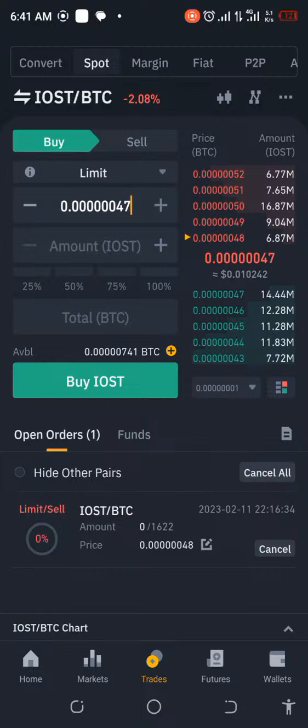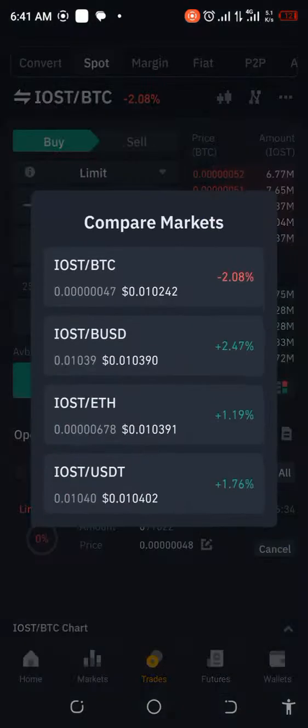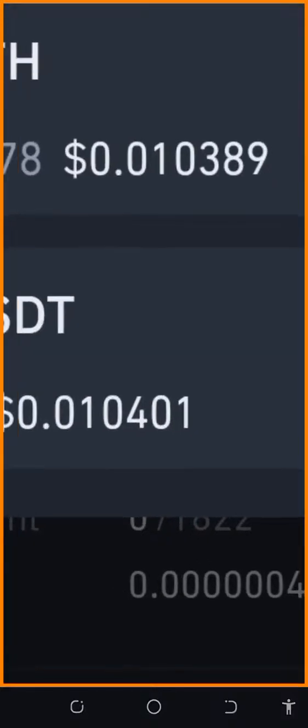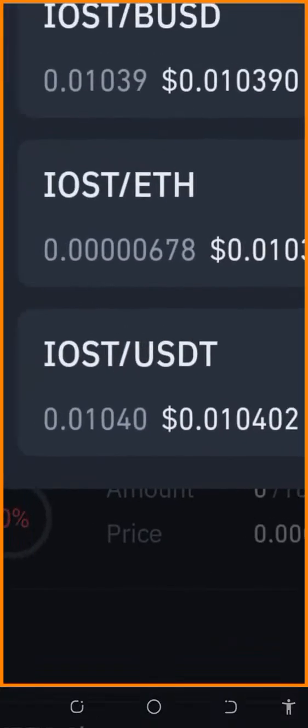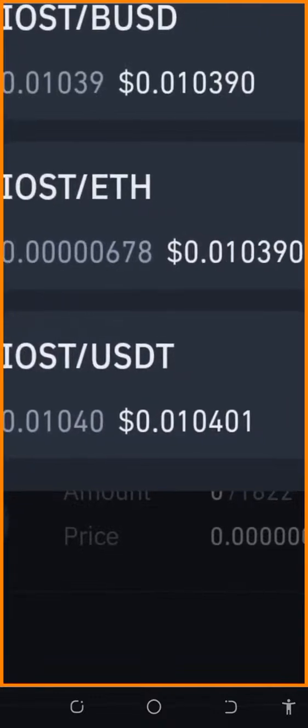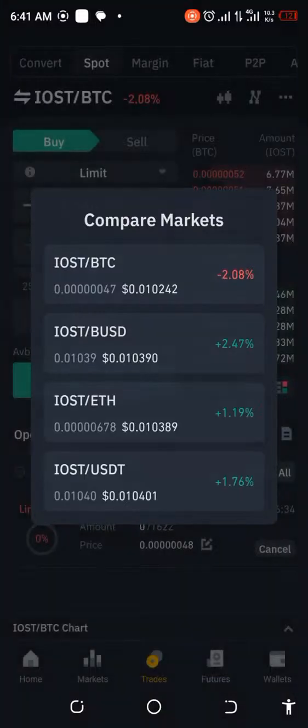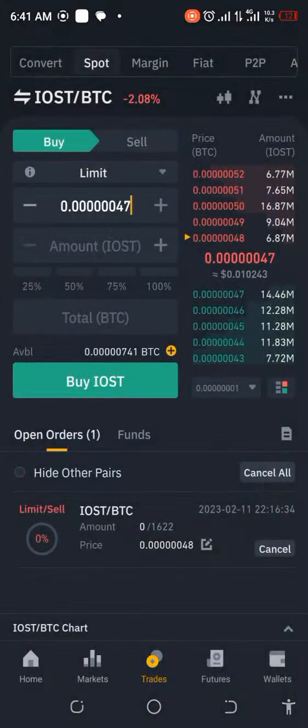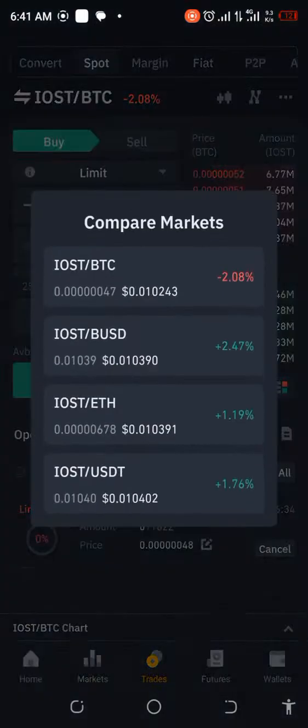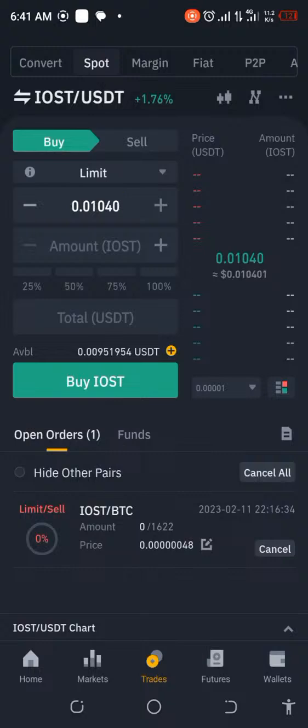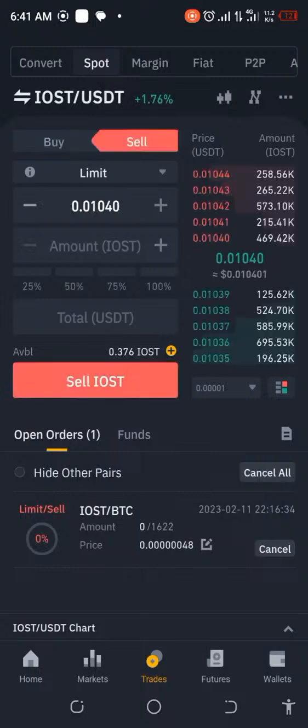Let me go to compare markets and see. Yeah, look at it. IOST USDT is actually 0.0104. So at this time, we can employ the boomerang strategy, where we do the sellback. We'll just check it and see if this is going to give us some profit. So let's put it there and simulate first. Let's click on sell. All right, as long as we're still having that, because we bought it at 0.0103.